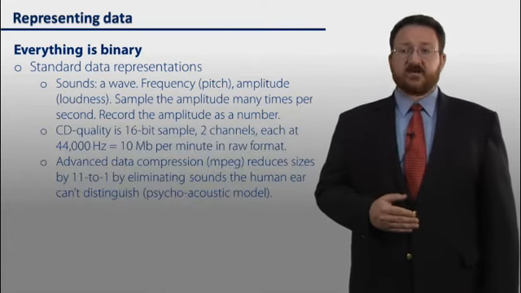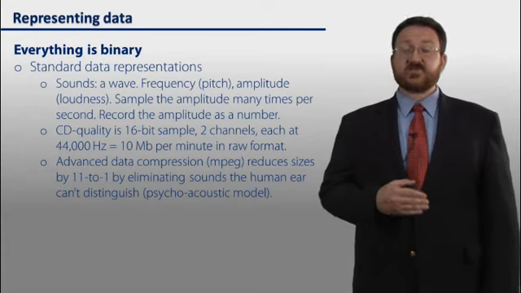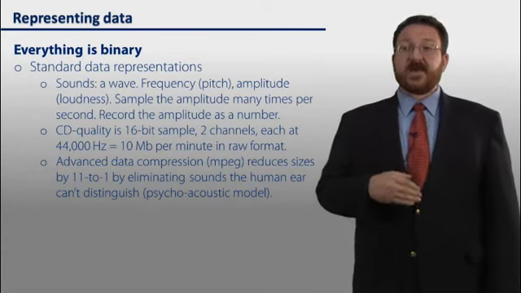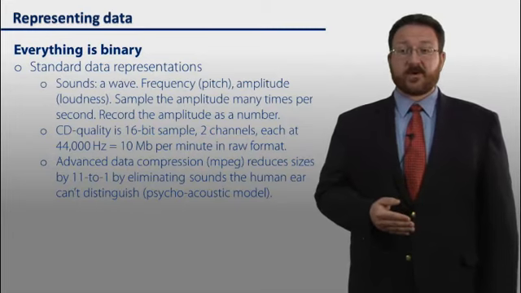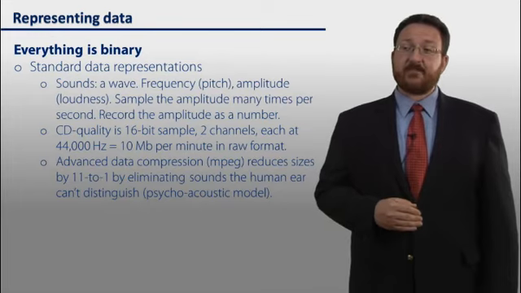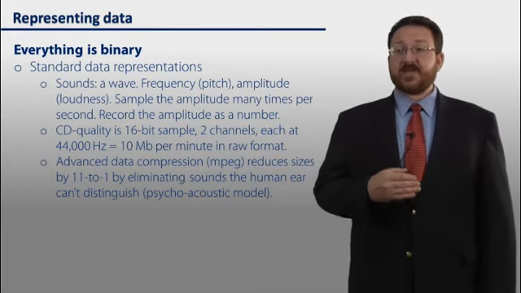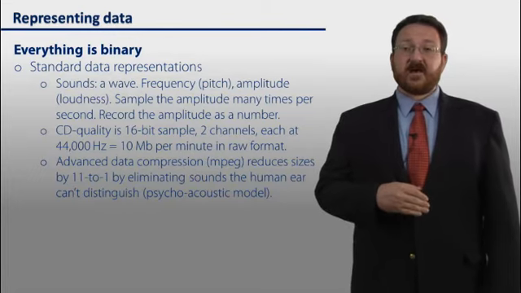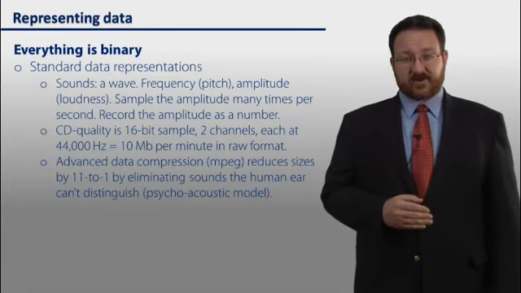CD quality sound is about 10 megabytes per minute in its raw format, because it uses a 16-bit sample over 2 channels at 44,000 hertz. But we can reduce that by a factor of 11 by using a compression technique, MPEG, that eliminates some of the sounds that the human ear can't hear.